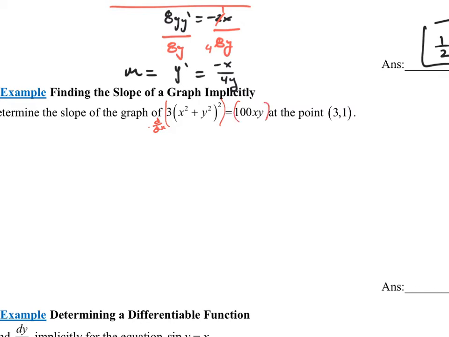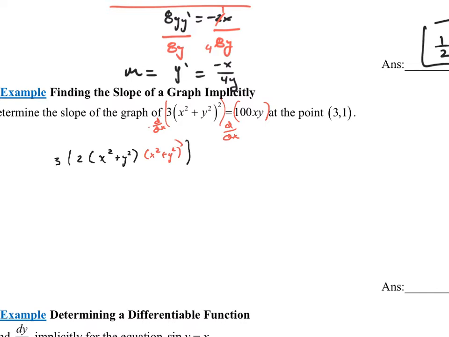We're going to have a lot of chain rule here, so we've got to be careful. So when we take the derivative of the left-hand side, the 3 stays there. We're going to use the chain rule, so we have to drop the power. That's the 2. Then the inside stays the same, so that would be x squared plus y squared raised to the first power. But then we need to multiply that times the derivative of the inside, x squared plus y squared, the derivative of that.